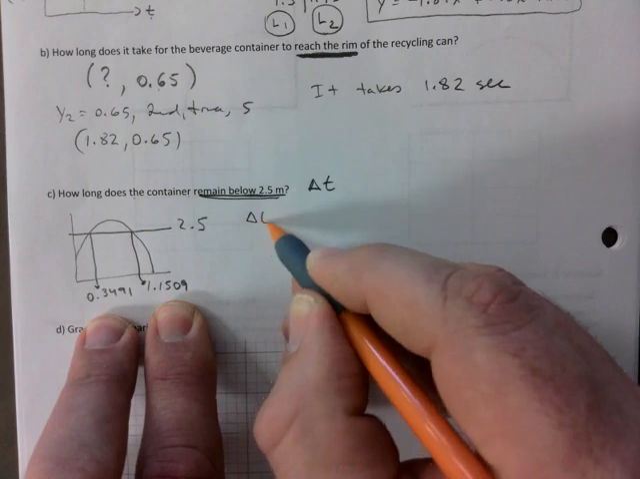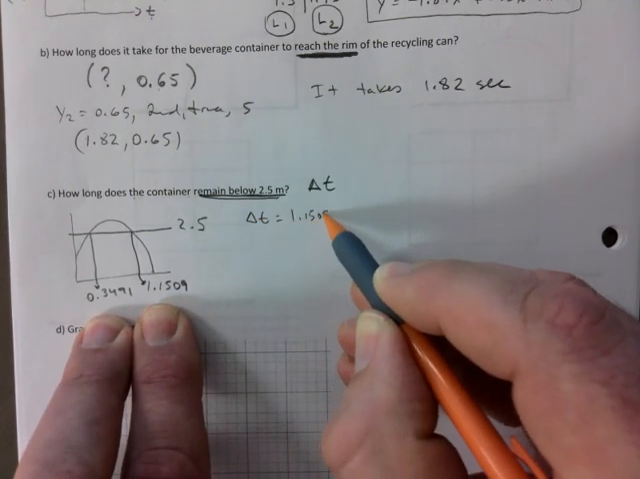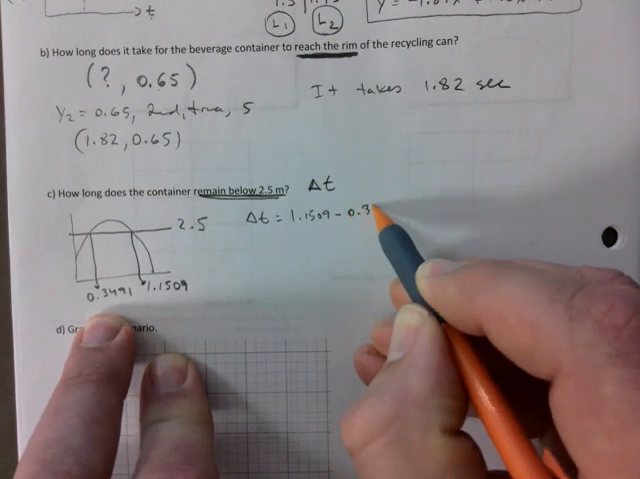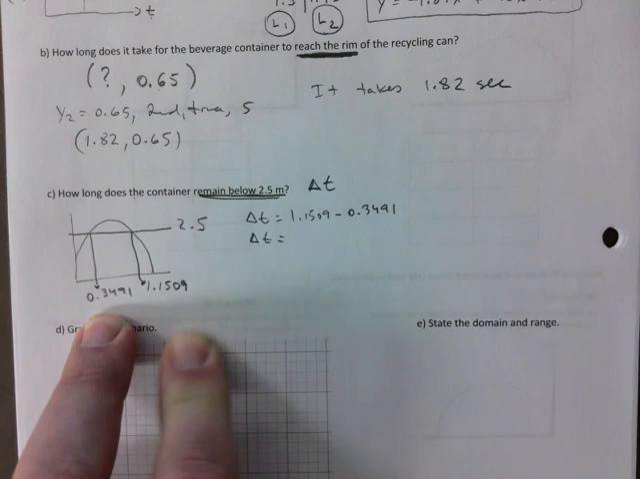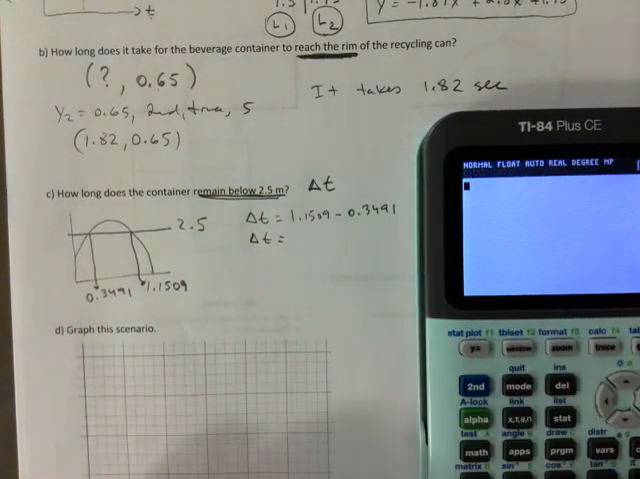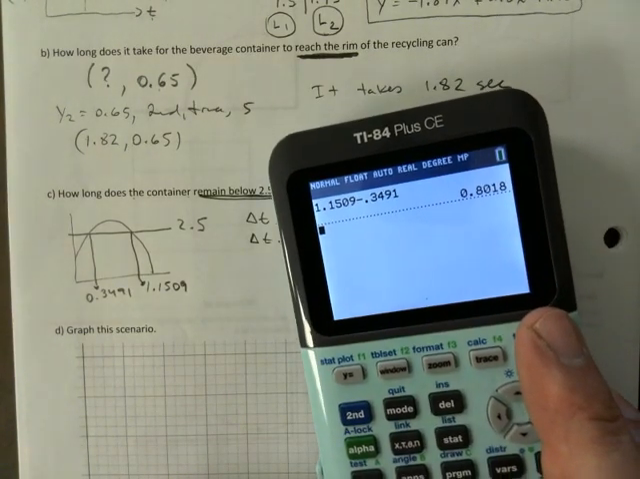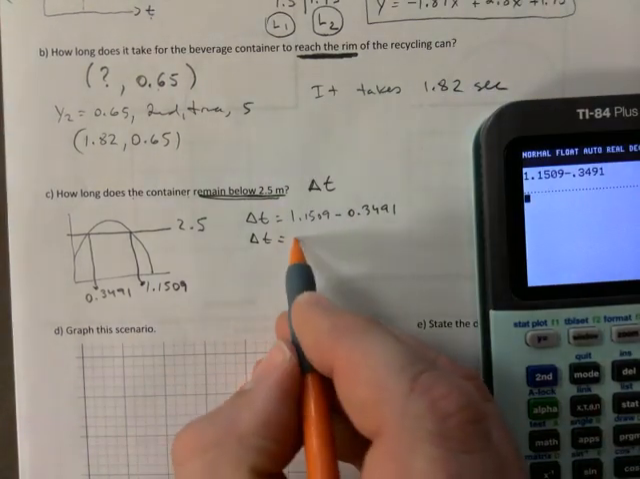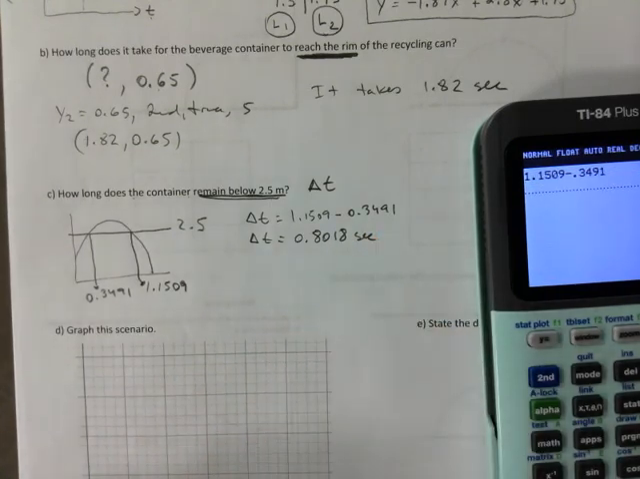If I go delta T, if I go, right, 1.1509 minus 0.3491, what am I going to get here? Let me just calculate this first. That's 0.8018. Is this time above or below?